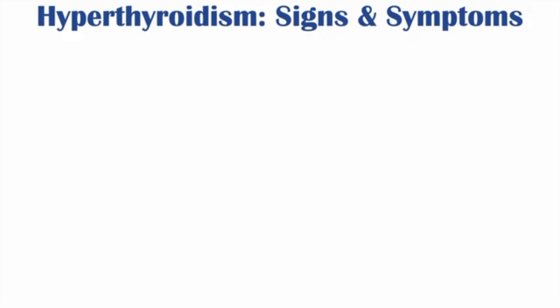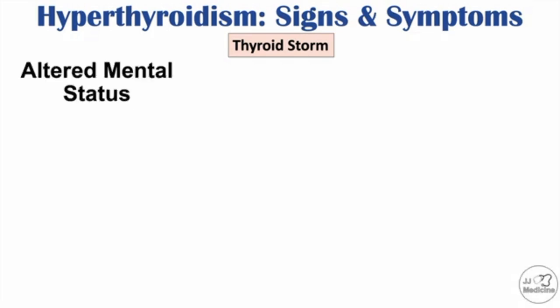Now, if the thyroid hormone levels become extremely high, this can lead to something called thyroid storm. So thyroid storm is a particular medical emergency that can occur in patients who have hyperthyroidism, especially if they're untreated and those thyroid hormones are at very high or extremely high levels. So in thyroid storm, we can see some specific findings that are important to recognize. One of them is altered mental status. So altered mental status, you can think of confusion or altered sensorium. The patient doesn't know who they are and doesn't know where they are.